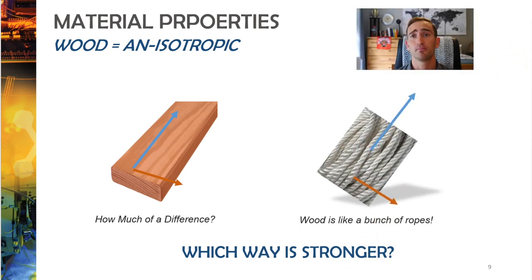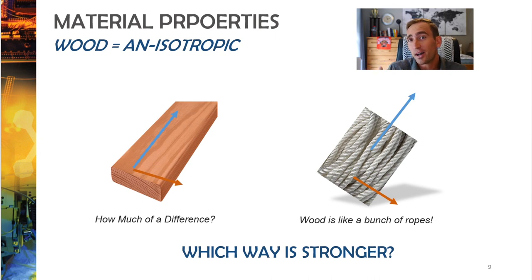So let's answer this question. A good way to think about it is that wood is like a bunch of ropes. The tree, in this example, would have been growing along the blue direction, and we refer to that direction as along the grain. The orange shows the width of the tree trunk, and you can kind of see this as the rings are displayed in that front cross section that you see.